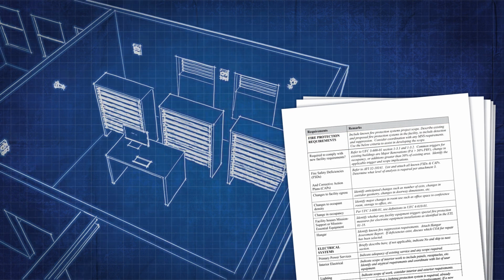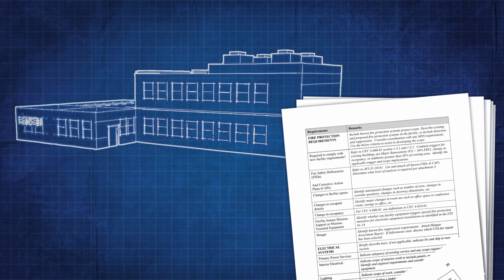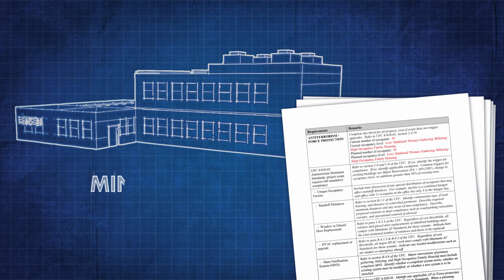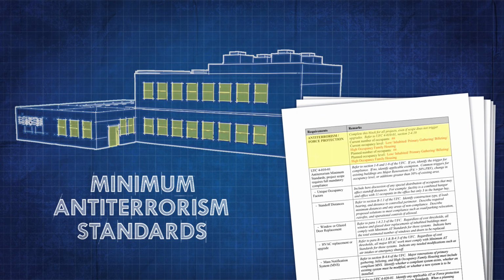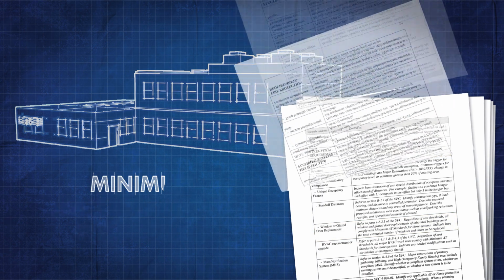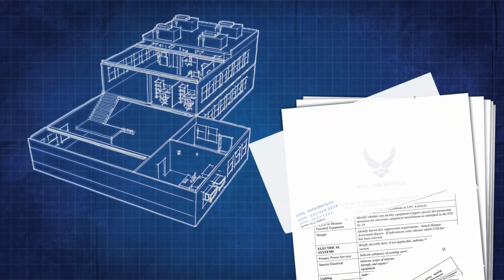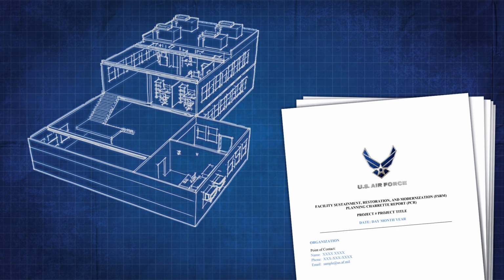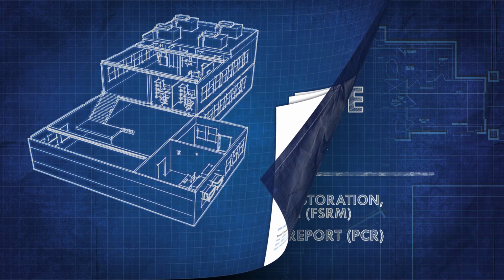When replacing windows and glazed doors in an existing inhabited facility, the UFC for Minimum Anti-Terrorism Standards mandates that each window and door is replaced with laminated blast-resistant glazing and compliant doors, even if the project cost is less than 50% of PRV. This includes the structural upgrades necessary to support the windows and doors.